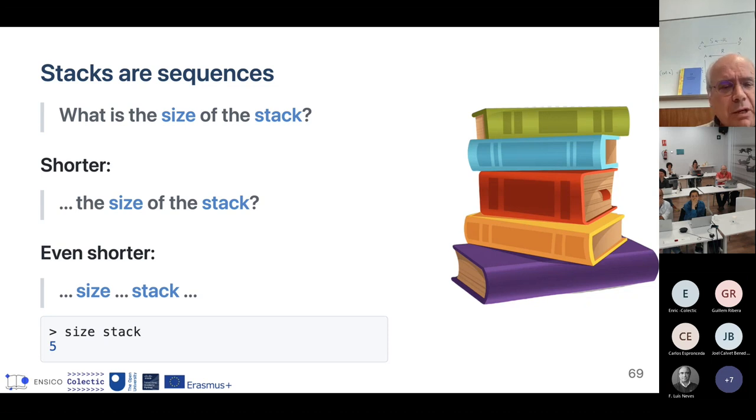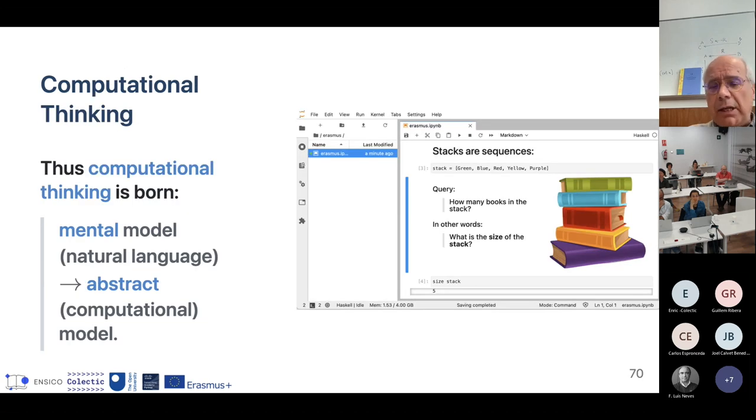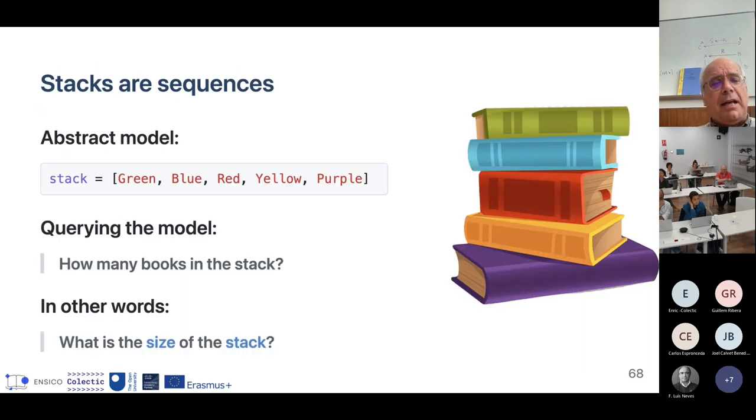Of course, we need to define the stack, but it's quite easy because we actually declare the stack as you find here, which is the stack is a sequence of the green book, the blue book, the red book, the yellow book, the purple book.